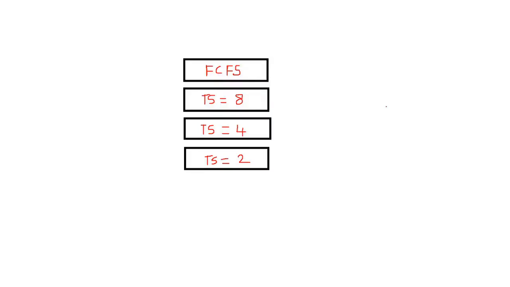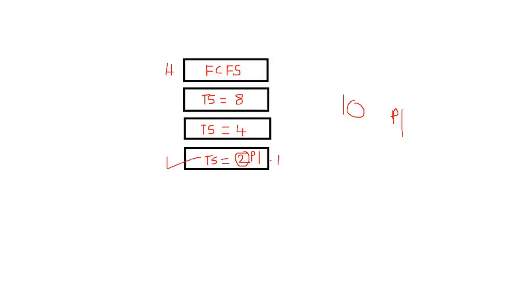See, for example, the process P1 has come with 10 units. So it needs a total of 10 units of time to execute. This process comes in the lowest priority, and this is the highest priority. So when the process comes in the lowest priority, it is going to execute for 2 units.